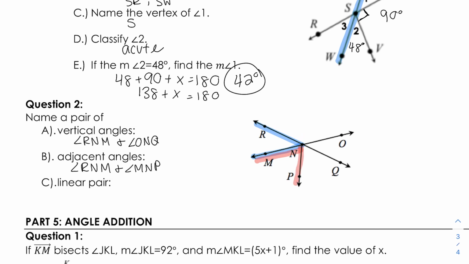All right, and y'all's answers can vary on this. I'm just giving y'all one example. Okay, a linear pair, so a straight line. If I draw this straight line, I have angle RNM and angle RNO.